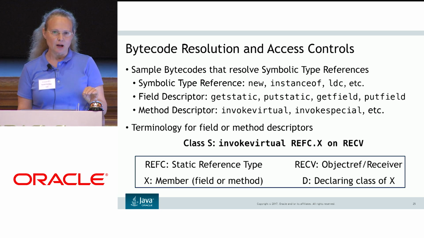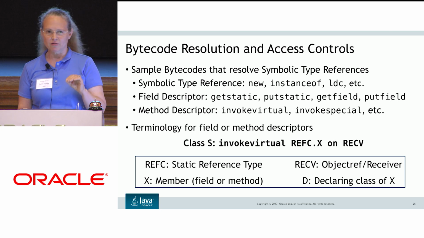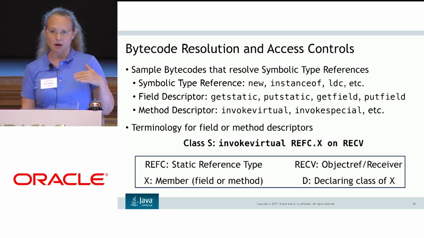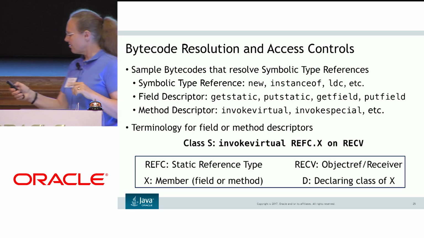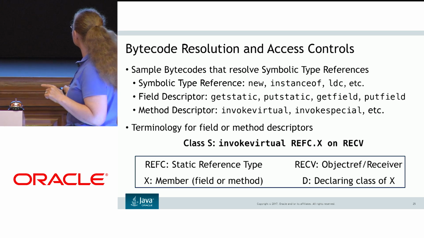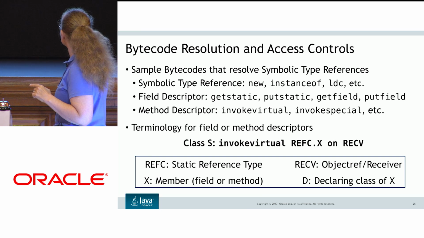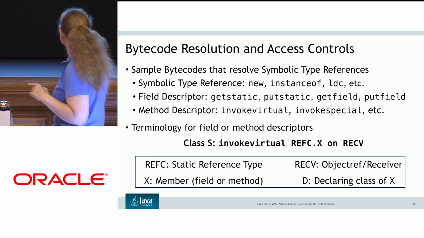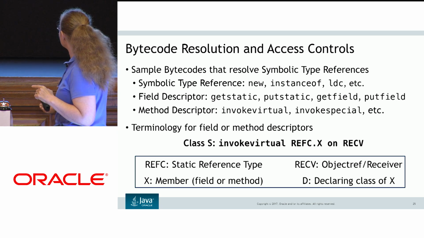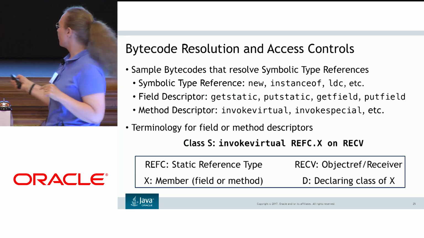So this is my terminology, and this is where I apologize if I could have found a clearer way to write it. This is the language I speak inside the JVM. So if class S wants to do an invokevirtual on a static reference type, member named X, on a dynamic receiver, object ref of receiver, okay? So we're going to figure out where the access controls happen.